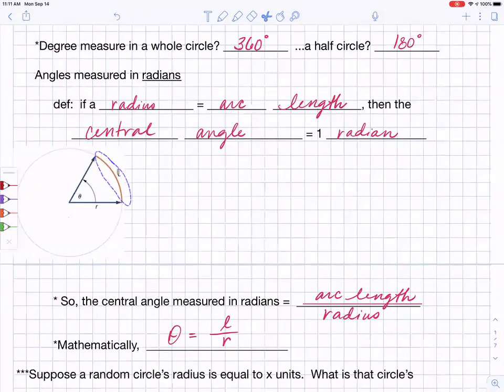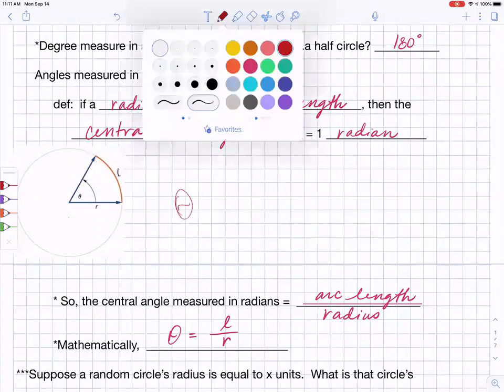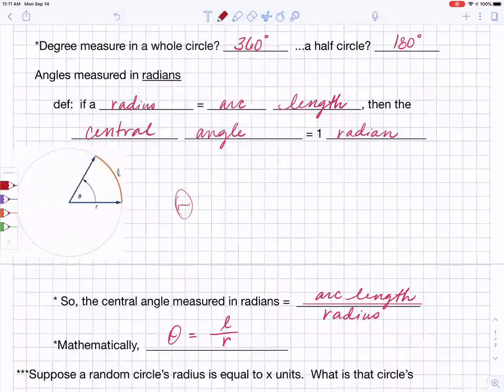The angle at the center, we call that theta. That is a Greek letter. It kind of looks like a zero with a line going through the middle of it, and we pronounce it theta. My central angle is equal to 1 radian. My central angle is equal to 1 radian. So that defines what a radian is.